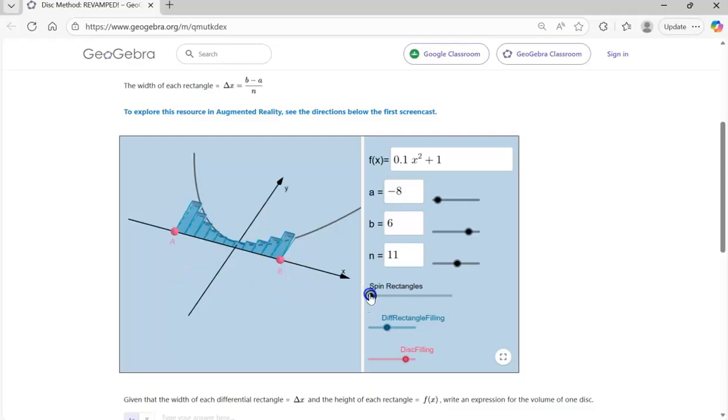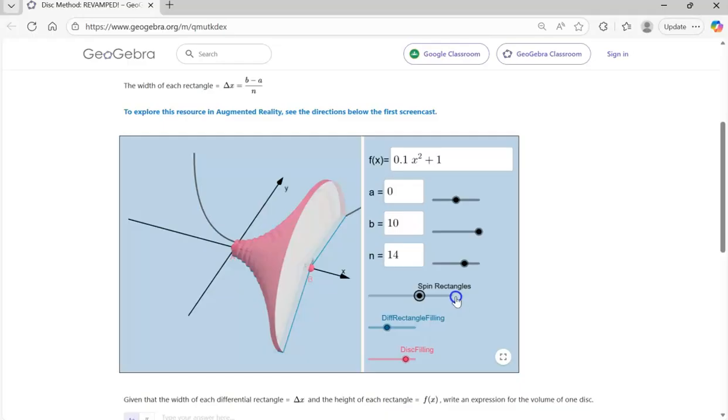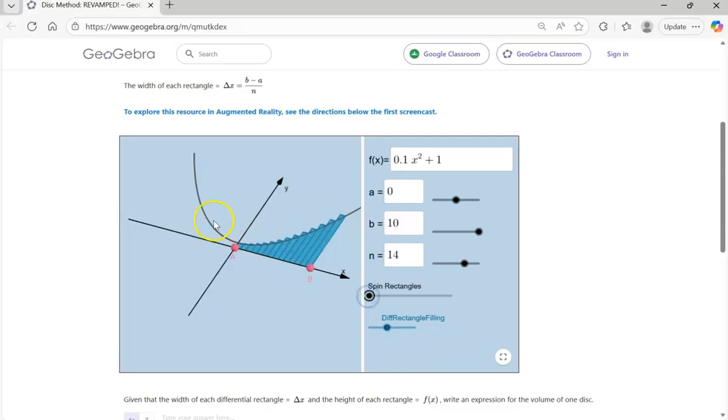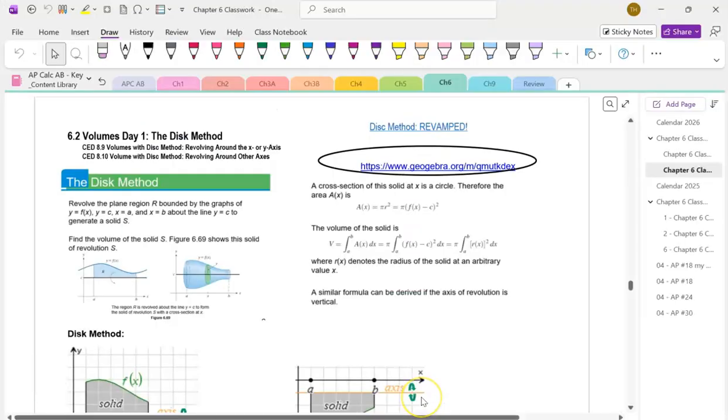So I'm going to go back. A lot of times you'll see a smaller section, like from 0 to 6. I can increase the amount of rectangles, and I can even go to a different b. We can go all the way out to the end and we've got 14 rectangles. I could spin this around and notice that we're going in a circle. I'm revolving around one axis of revolution. So there's one curve involved and an axis of revolution, and we're revolving in a circle.